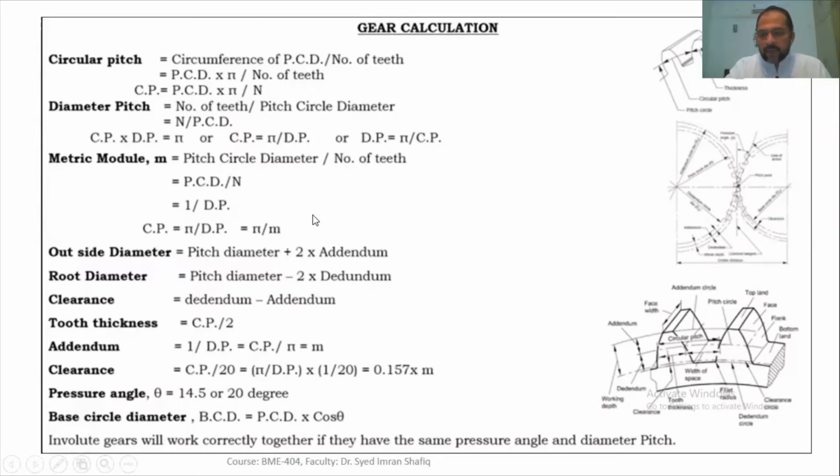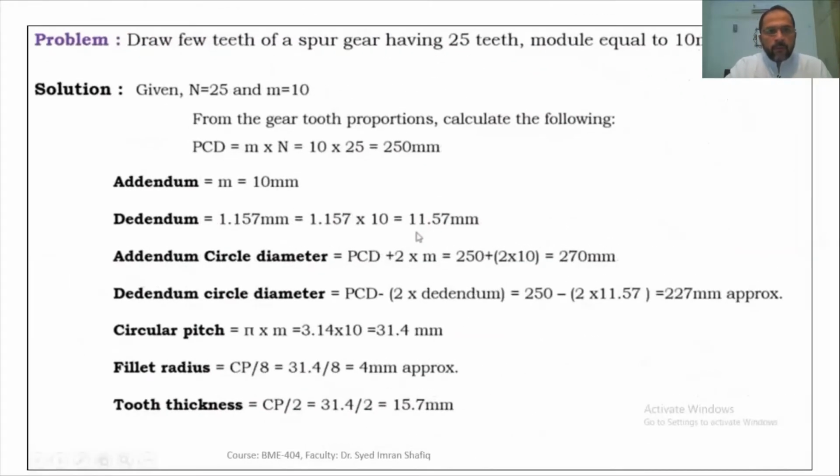So let's start with a problem. The problem is: draw a few teeth of a spur gear having 25 teeth, module equal to 10 mm. So the data given to us is N is 25, that is the number of teeth, and the module is 10. For gear tooth proportions, we have to calculate the following. Number one is pitch circle diameter, which is equal to module into number of teeth, that is m into N, that is 10 into 25, which comes out to be 250 mm.